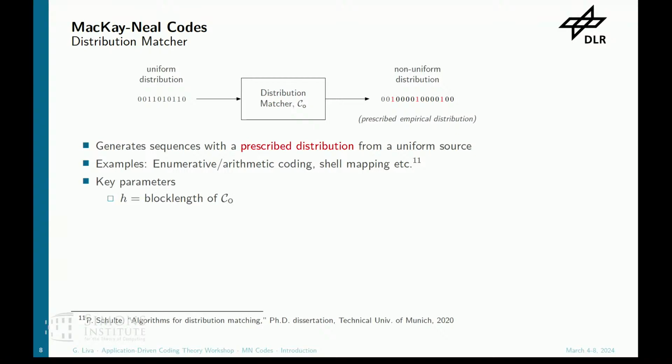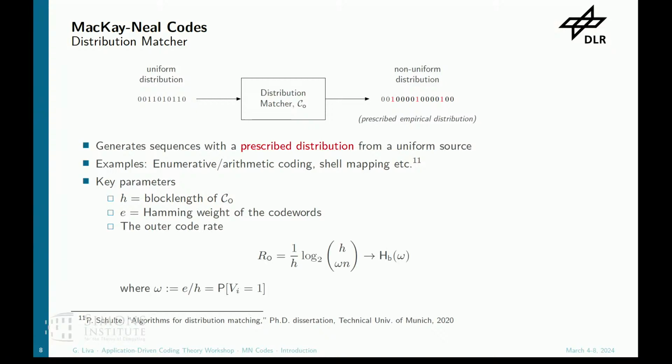Some key parameters: the length of the message at the output of the distribution matcher, we call it H. The Hamming weight that specifies the empirical distribution of these vectors, we call it E. This block, in fact, has a rate that is less than 1, so it introduces redundancy, and the rate can be very well approximated by the binary entropy function evaluated at the fractional Hamming weight of these vectors.